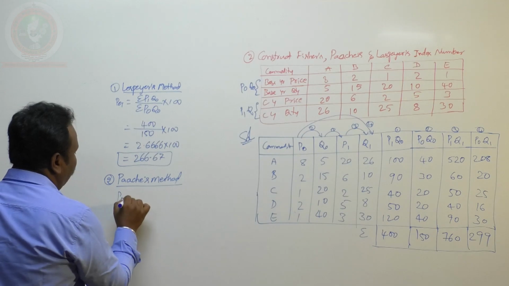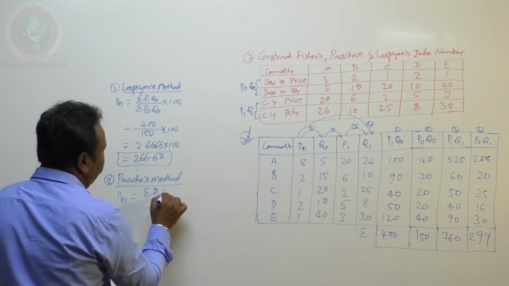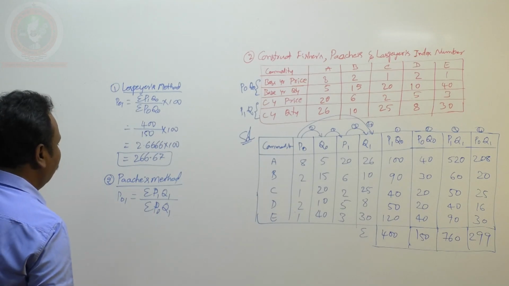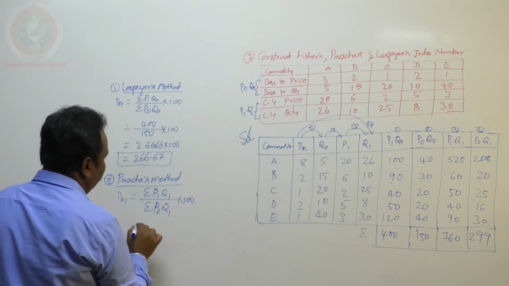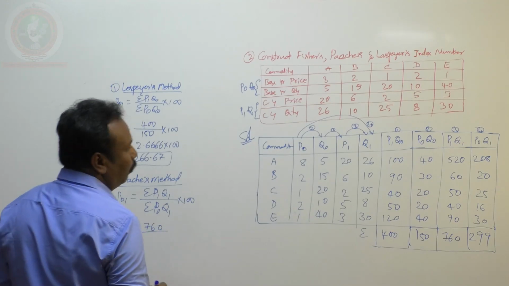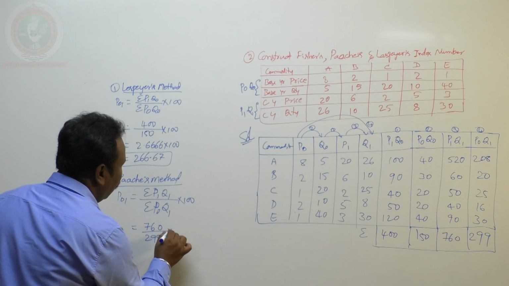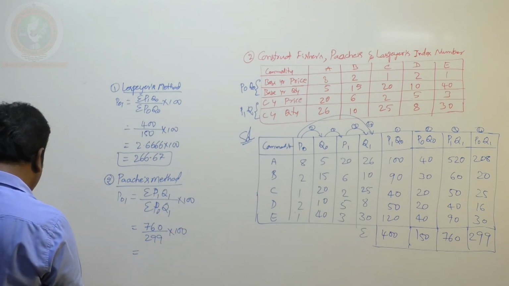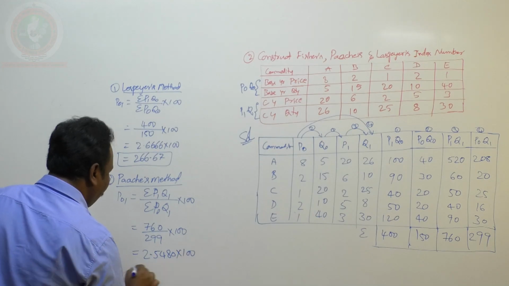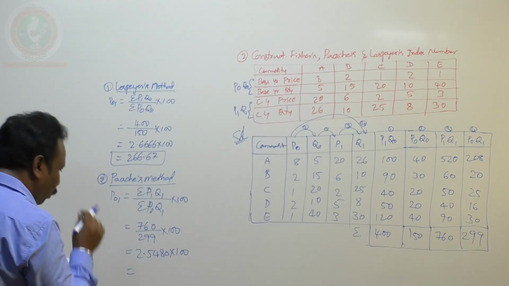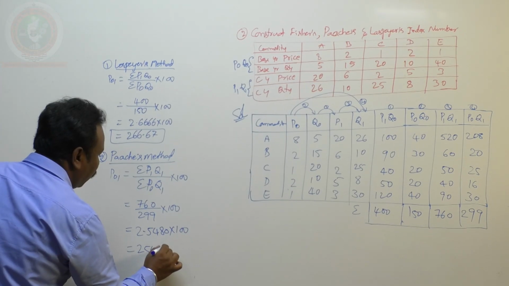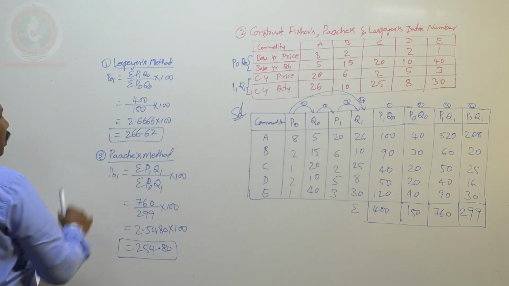Like that, Paasche's method. So P01 equals sigma P1 Q1 divided by sigma P0 Q1 into 100. Now sigma P1 Q1 is 760 divided by sigma P0 Q1, which is 299, into 100. Now 760 divided by 299 comes to 2.548 into 100, so 254.80. This is the ultimate value under Paasche's method.